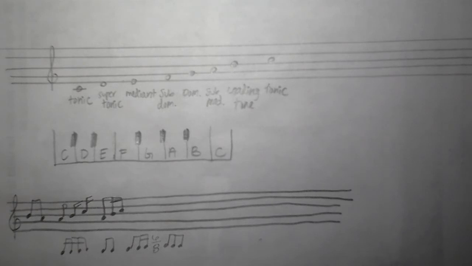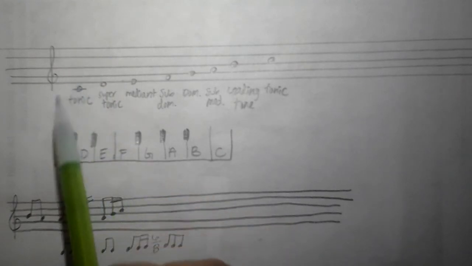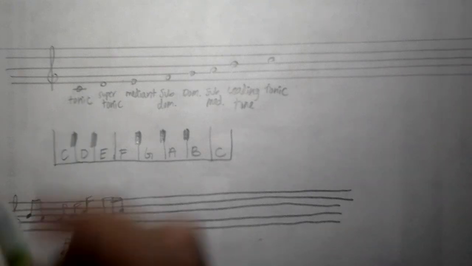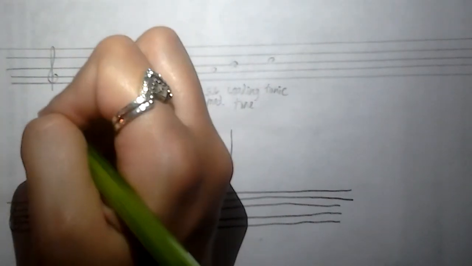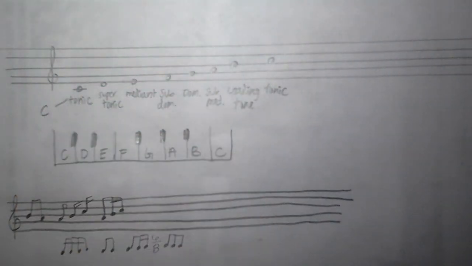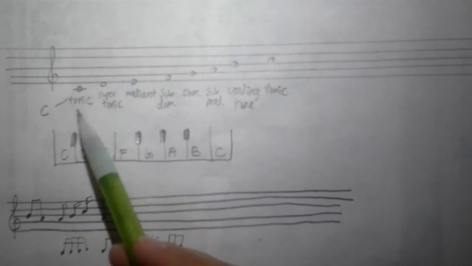Often we hear it in pop music. So your tonic is like your bass note. That is what the key is named after. So for example, since we have no flats or sharps, this would be C major. And so the tonic is C, which is also the name of the key. So your tonic is going to be the same as the name of the key.